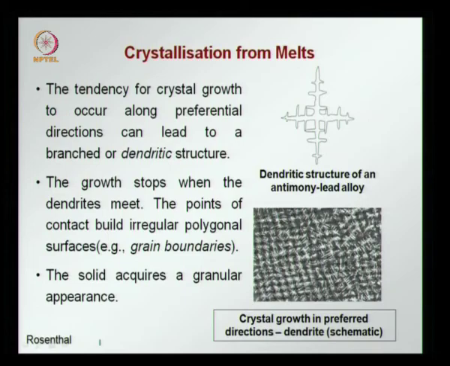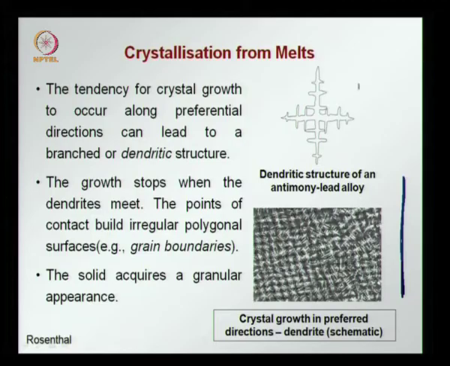Let us look at the crystallization from melts. We already saw that nucleation is the first phase, then the crystal growth occurs, and then the crystals are bounded by surface defects called grain boundaries. If you see here, this is the structure of crystallization in an alloy of antimony and lead.